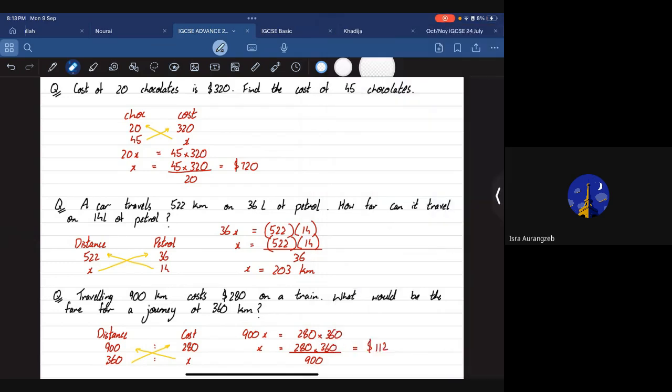Yes, Isra, you were asking that Mursal is asking whether it is important to cross multiply. Yes, it is. In the unitary method, you have to cross multiply. There is no other way to do the unitary method. Is this clear? Clear, Isra? I hope that answers Mursal's question.